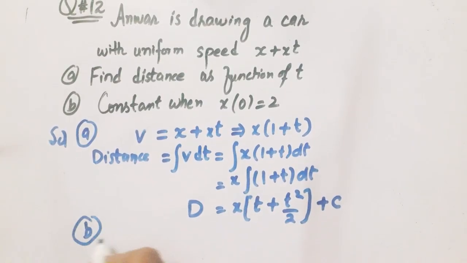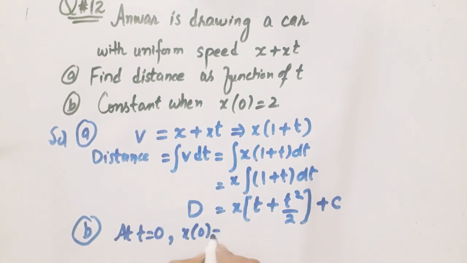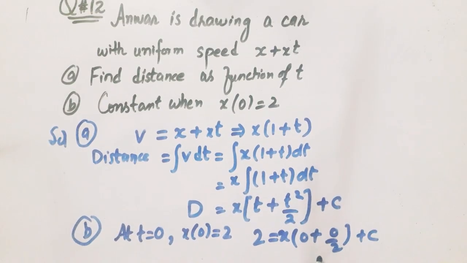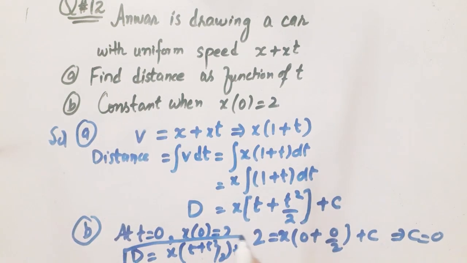Now in part B, he said to find the constant when x of 0 is equal to 2, which means your value of t is equal to 0, and the other value x of 0 is equal to 2. So 2 is equal to x into 0 plus 0 by 2 plus c. So you got c is equal to 2 because all these terms are equal to 0. So now your function will become distance is equal to x into t plus t square by 2 plus 2. So this is the final answer of this question.